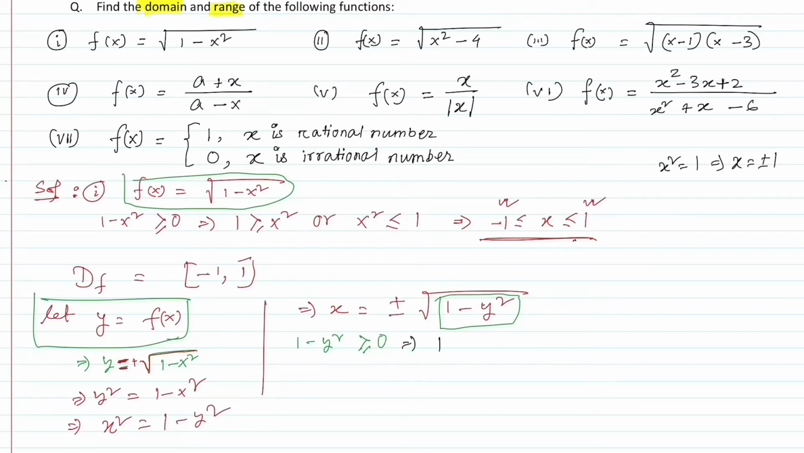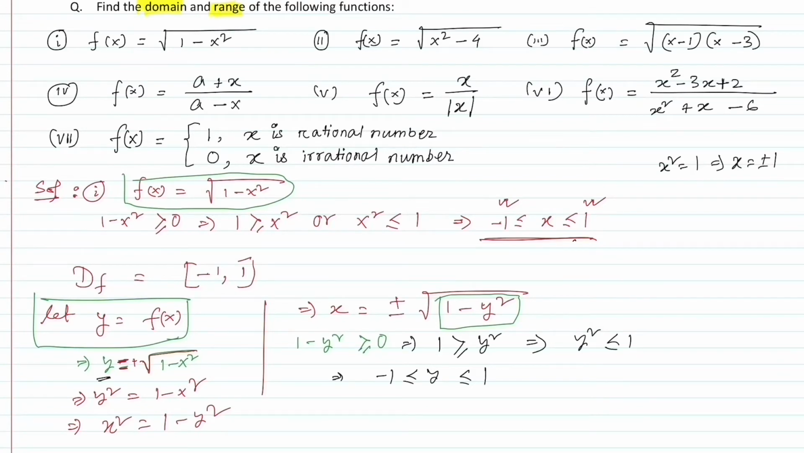If so, then it implies 1 is greater than or equal to y square, and hence y square is less than or equal to 1. Okay, y square is less than or equal to 1. So if y square is less than or equal to 1, then y must be greater than or equal to -1 and less than or equal to 1.